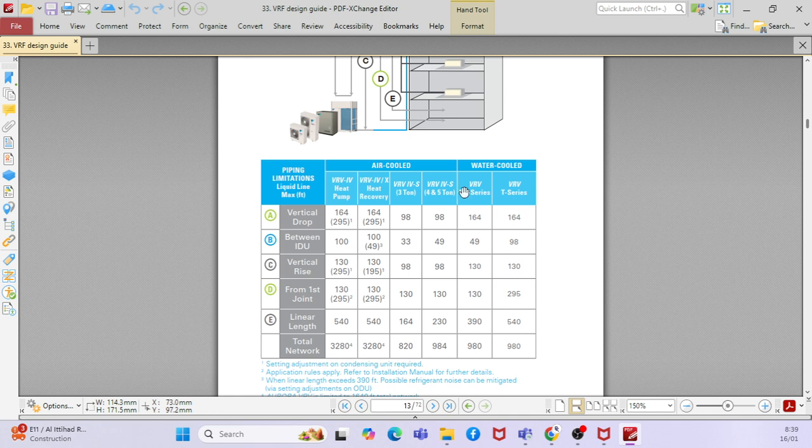If you see the capacity of the outdoor unit, say for example, it is like 100 kilowatt or 120 kilowatt, the outdoor machine, you can utilize water cooling where water availability is more. In those cases you can go with water cooled to cool the condenser. You can see here the vertical riser limitation, linear length, total network, everything is given here.